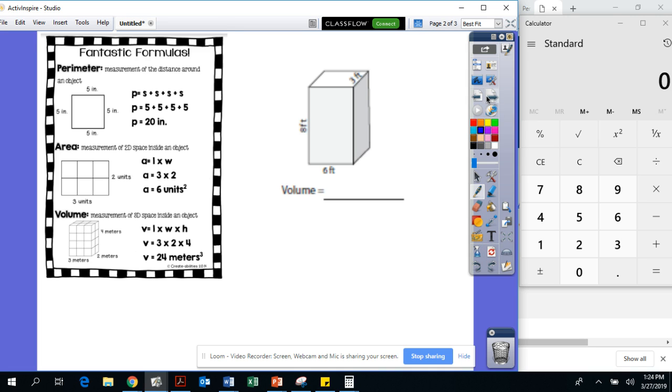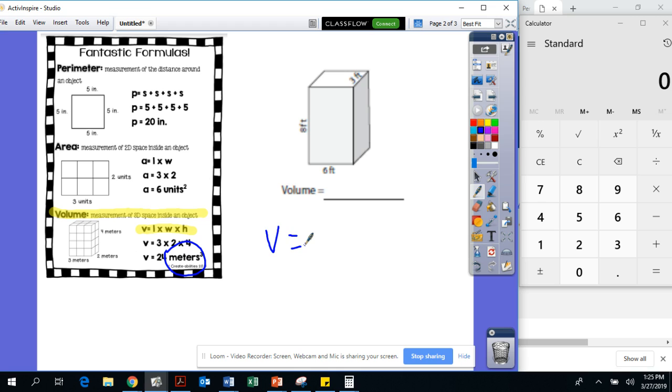Also in 5th, we learn about volume. This is new for students this year. Volume is a measurement of the space inside of 3D shapes. The formula for volume is length times width times height. And again, the unit is different. Now we're using cubic meters because this is a 3D shape with 3 dimensions, length, width, and height, which is why it has a 3.